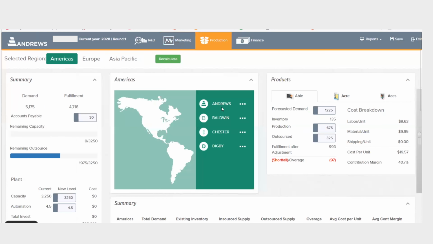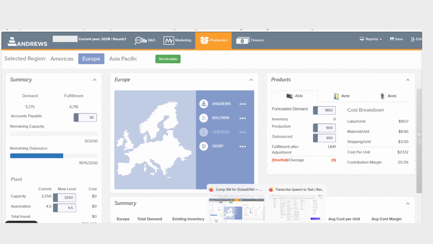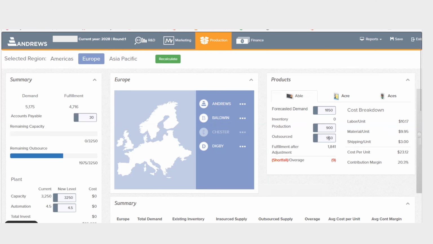Now let us go to production. Our forecast was 1225. We have inventory of 135. So in-house we are producing about 675, and we are outsourcing about 400. When we go for the same product in Europe region, our forecast was 1850. Inventory we had 0, and then production we are going to produce about 900 in-house, and we are going to outsource about 1371. We are expecting to have an average of about 412 units.